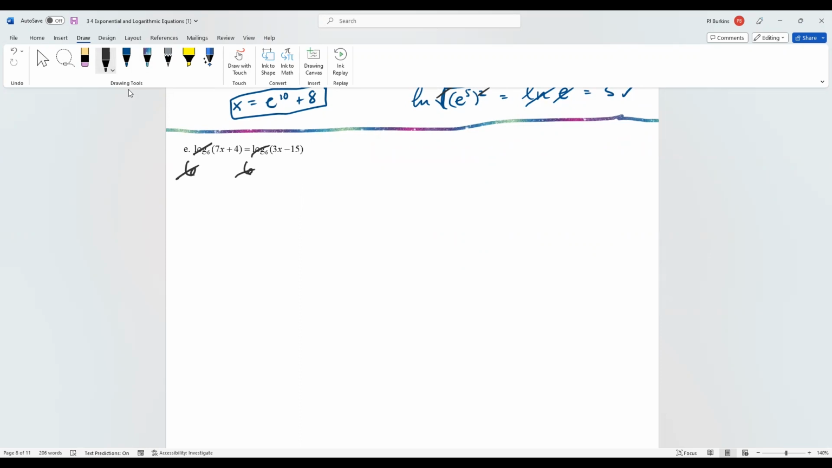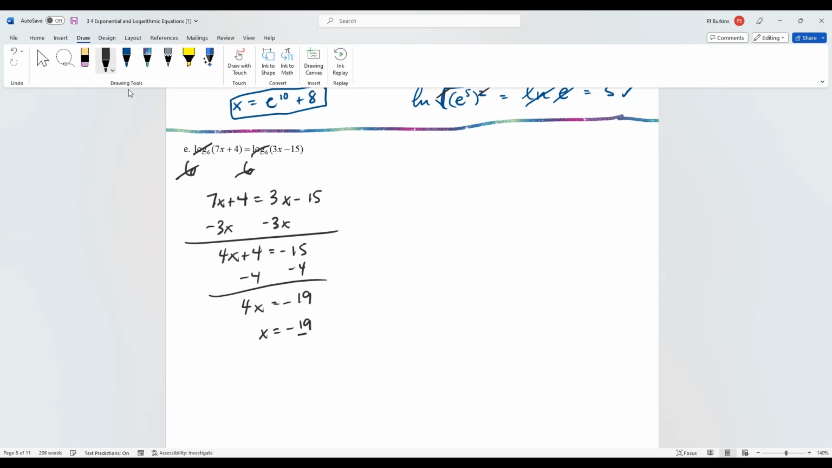And at that point, I just get an algebraic equation that's pretty easy to solve. I just get the arguments are equivalent, which makes sense. So let's finish solving this. I'm going to subtract 3x here and subtract 3x there. Then I'll subtract 4. It looks like I get x equals negative 19/4.